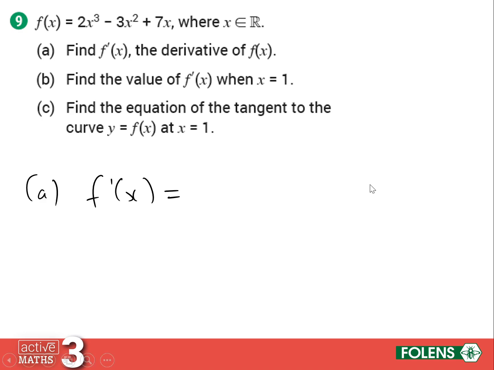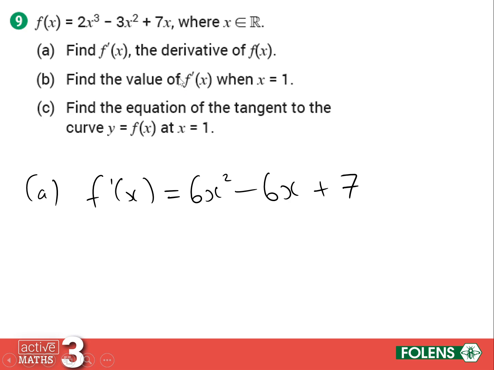So, starting this question here, there is what f of x is. We differentiate this. We get power by the number in front: 3 by 2 is 6. Reduce the power by 1, so 6x squared. Here again, power by the number in front, 2 by minus 3 is minus 6. Reduce the power by 1. And then when you've got something with an x, you kick away the x and you're left with plus 7. So there it is, differentiated.